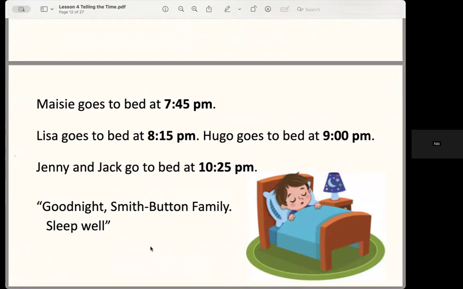Maisie goes to bed at 7:45 p.m. Lisa goes to bed at 8:15 p.m. She goes to bed at 9 p.m. Jenny and Jack go to bed at 10:25 p.m. Good night, Smith Batten family, sleep well.